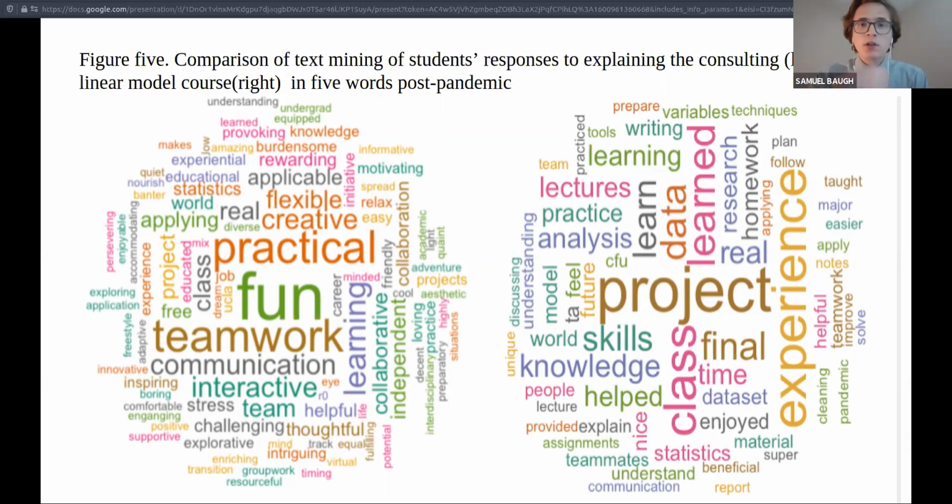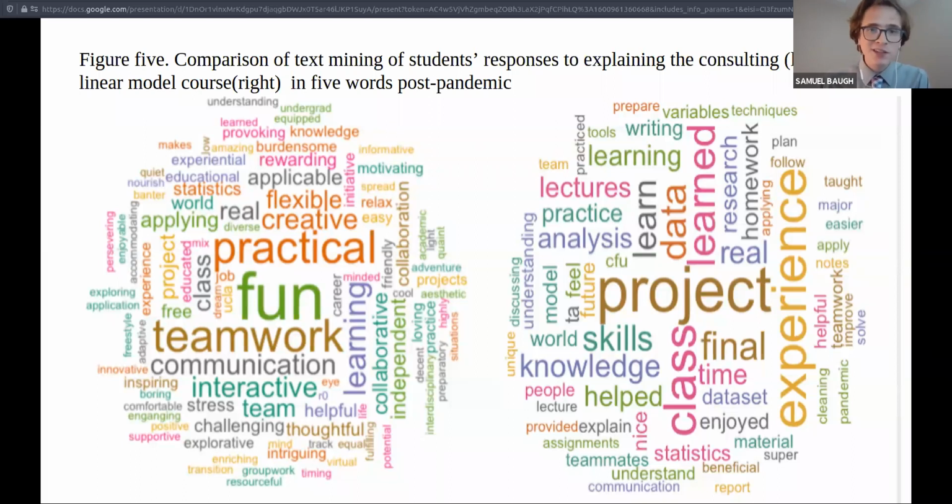These word clouds are comparing the statistical consulting course that we did in the spring and the linear models course that we did in the summer. This is the same question as before: explain this class in 5 words. We can see that in the linear models course in the summer, we were also able to get some similar things. A lot of the people described it as an experience, projects. We also based that class as a project-based class. Data, learn, knowledge, skills.